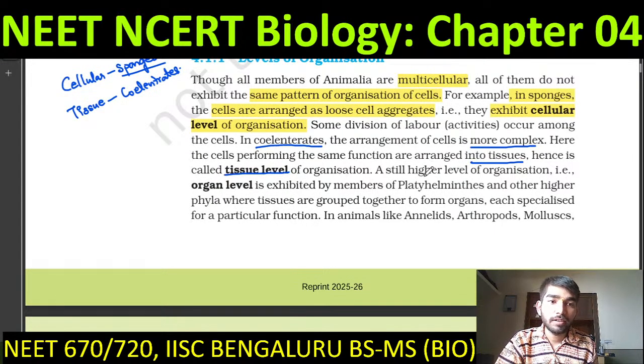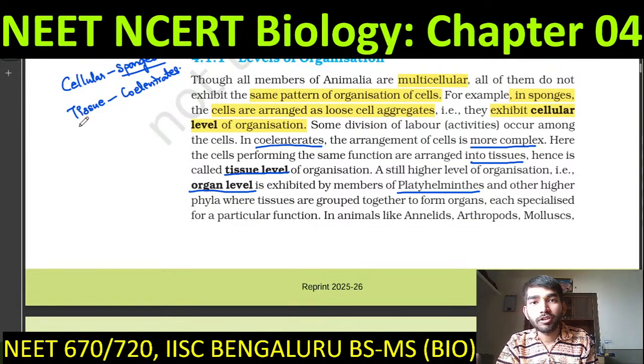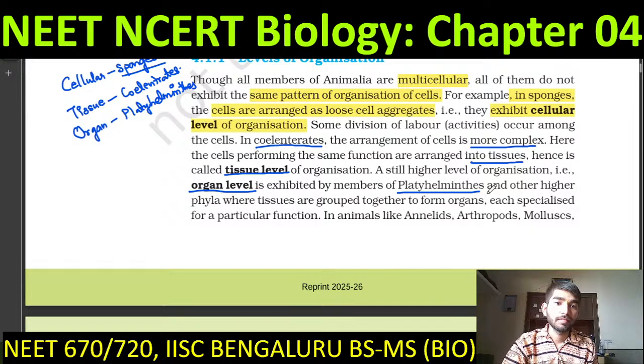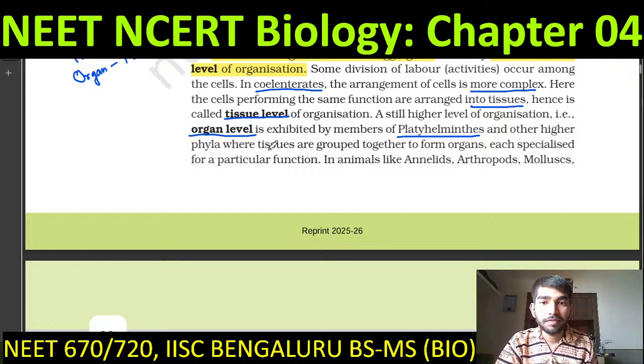A still higher level of organization, which is the organ level, is exhibited by the members of Platyhelminthes. So you see that there is a gradual increase in the complexity of organization. So the next level is organ level. And this is in Platyhelminthes, or flatworms as they are commonly known, and other higher phyla where tissues are grouped together to form organs.